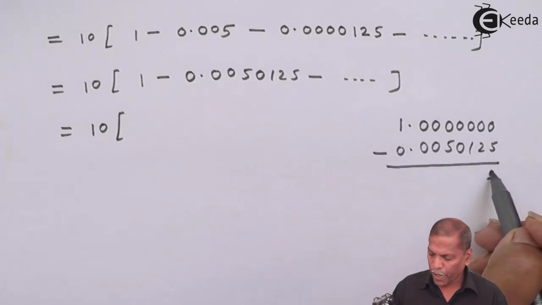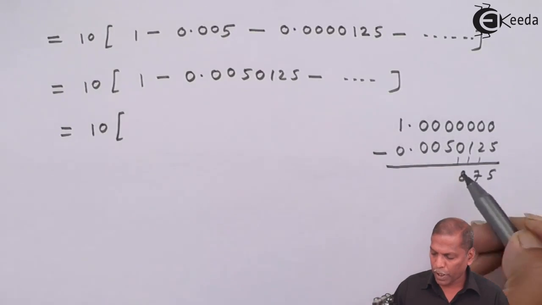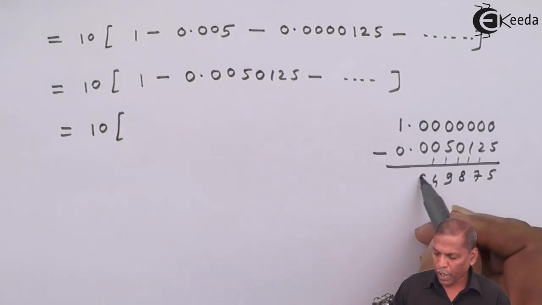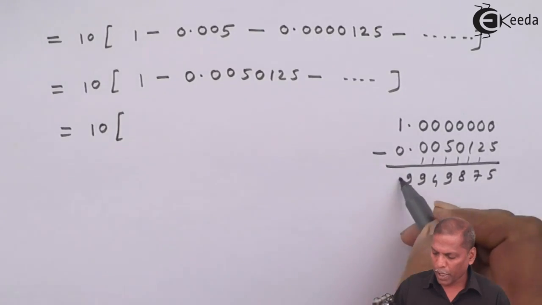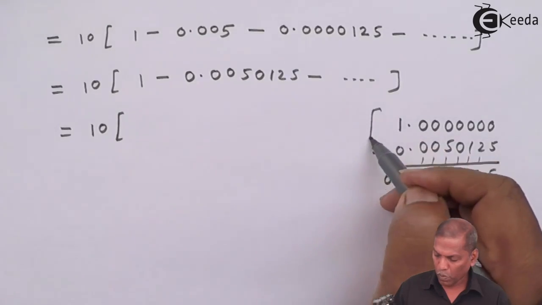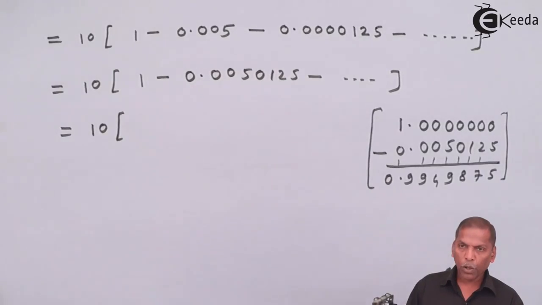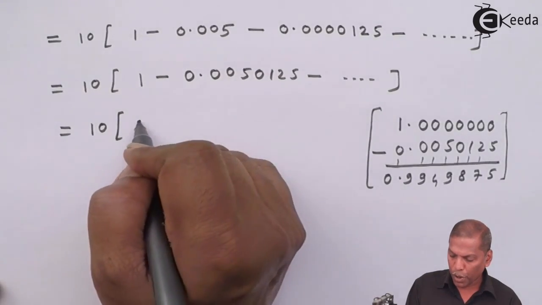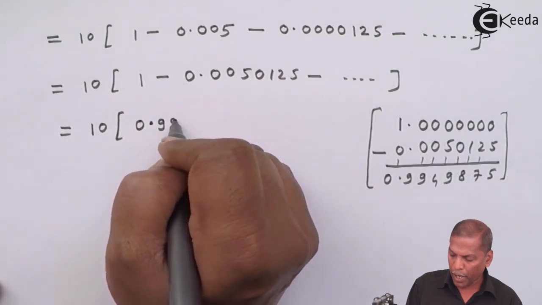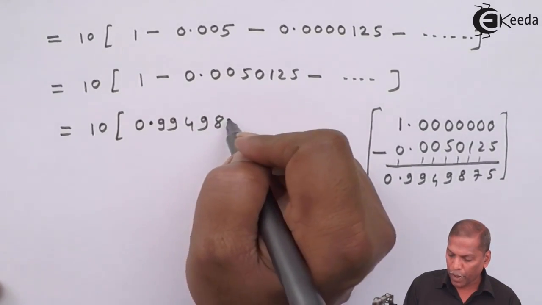Now 10 minus 5 is 5, 10 minus 3 is 7, 10 minus 2 is 8, 10 minus 1 is 9, 10 minus 6 is 4, 10 minus 1 is 9, 10 minus 1 is 9, point, 1 minus 1 is 0. So this subtraction gives us 0.9949875.